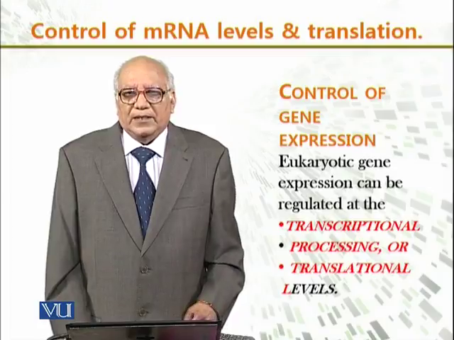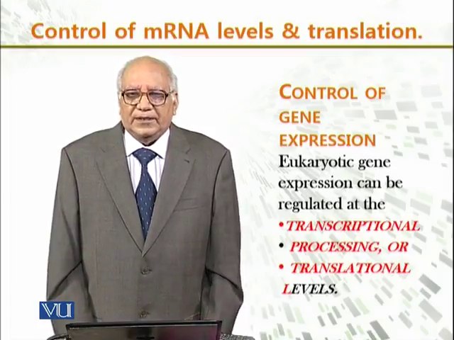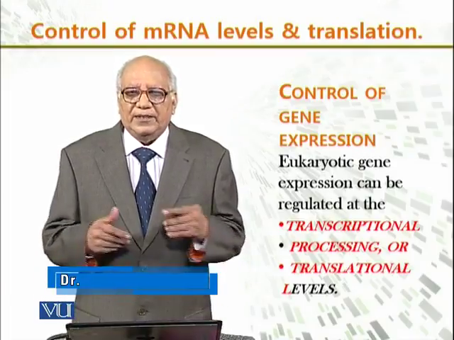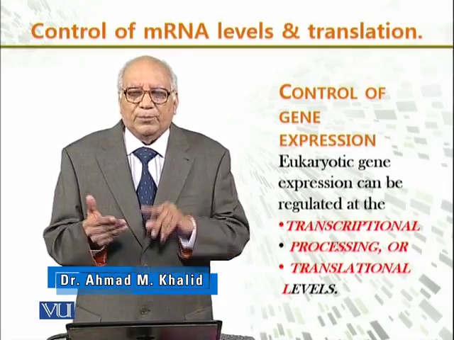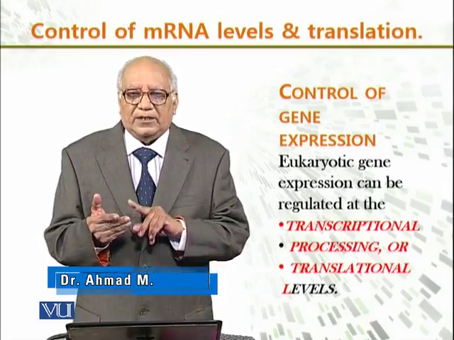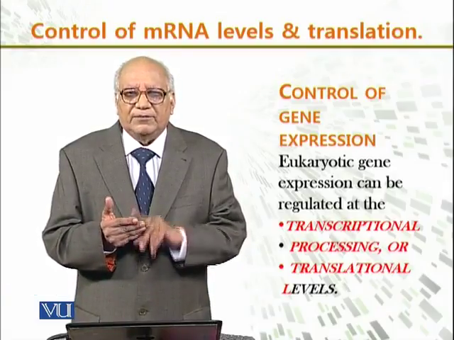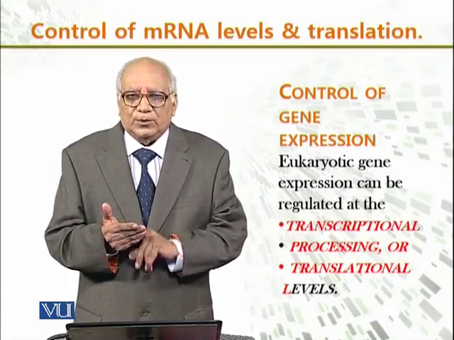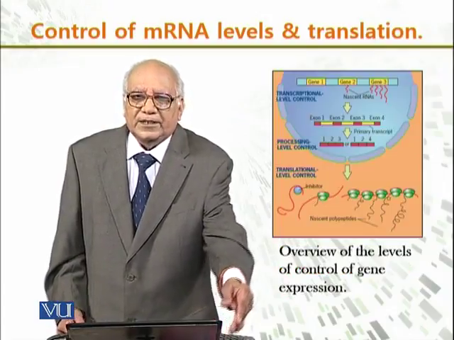Now, gene expression in eukaryotic genes can be regulated at three levels. One is the transcriptional level, then processing, or the translation level. These are the three levels where gene expression can be controlled or regulated in eukaryotic genes.